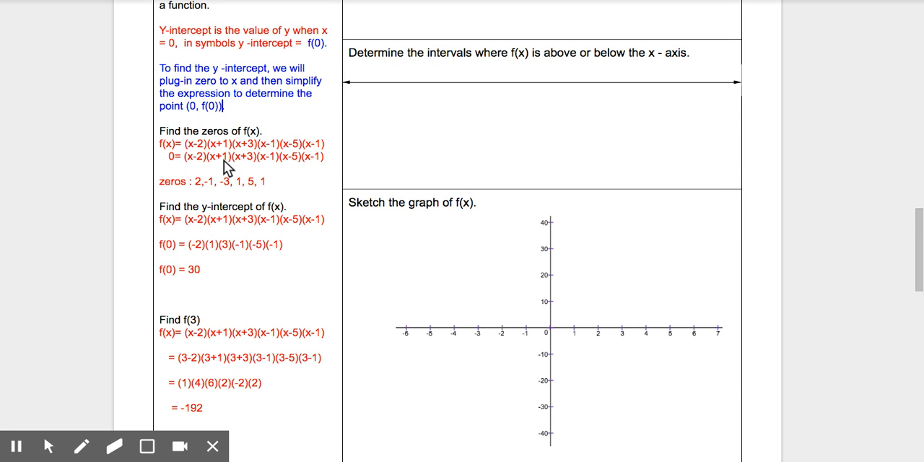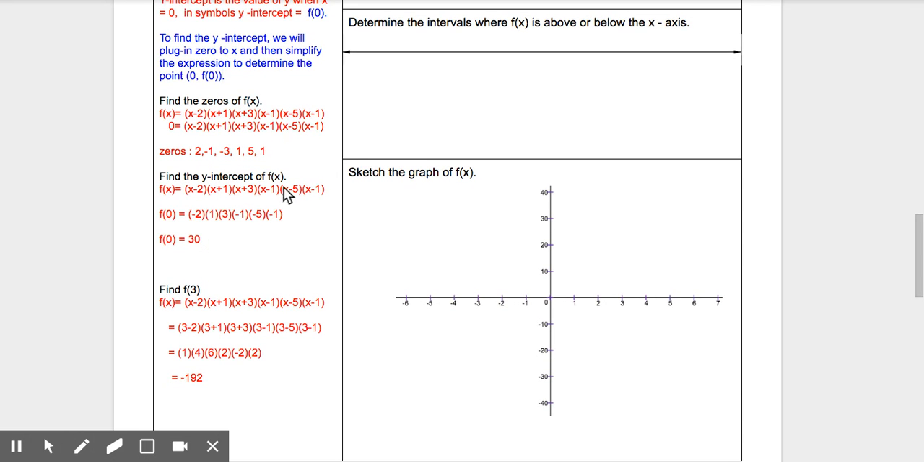So if it is x minus 2 that is equal to 0, then x must be equal to 2. If it's x plus 1 that's equal to 0, then x equals negative 1. And if x plus 3 is equal to 0, then x equals negative 3. If x minus 1 is equal to 0, then x is equal to 1. And if x minus 5 is equal to 0, then x is equal to 5. And if x minus 1 is equal to 0, then x is again equal to 1. So these are the zeros of f of x.